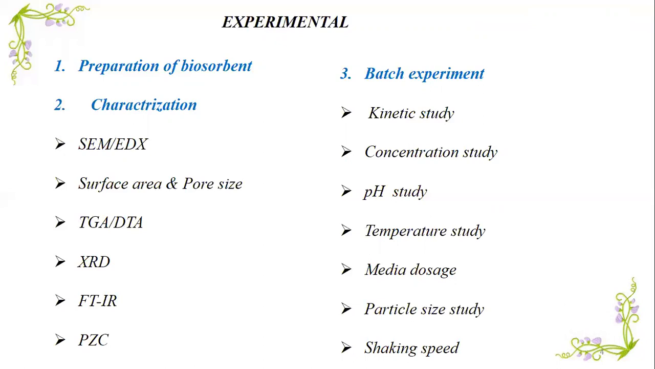And then we are going to characterize by XRD and FTIR. XRD, which I told you about in the previous lecture, is X-ray diffractometry, and we use it to find out whether our particle is crystalline or amorphous in nature. And FTIR tells us what functional groups are attached on the surface of our material.